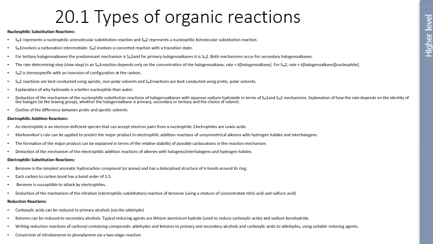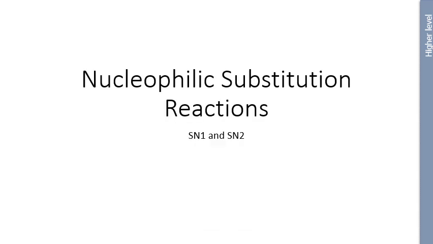Now, there are two types of nucleophilic substitution, which are known as the SN reactions. We have basically either SN1 or SN2, and it depends on whether the halogenoalkane is a primary, secondary, or tertiary halogenoalkane. So that's what we're looking at now, SN1 and SN2 reactions as they pertain to nucleophilic substitution.